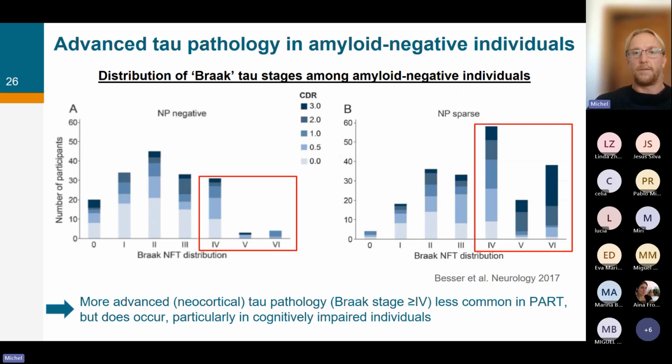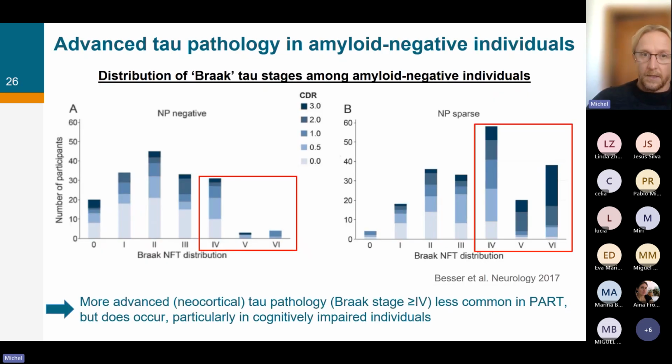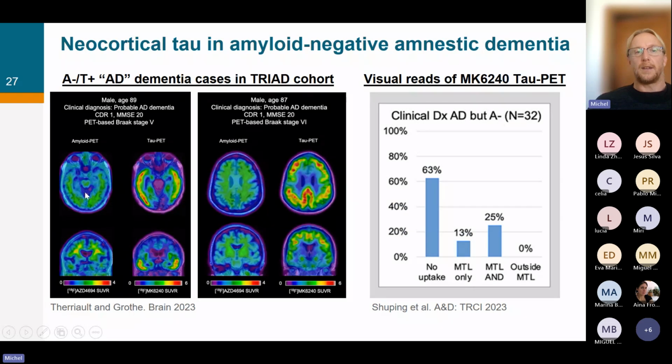So in this final slide here, we wanted to see whether we can find these individuals here in these red boxes, if we can find them on an individual basis using amyloid and tau PET. So, amyloid PET negative individuals who have a positive neocortical tau PET signal. And this is data, two cases we identified in the large TRIAD cohort that perfectly fulfill this condition.